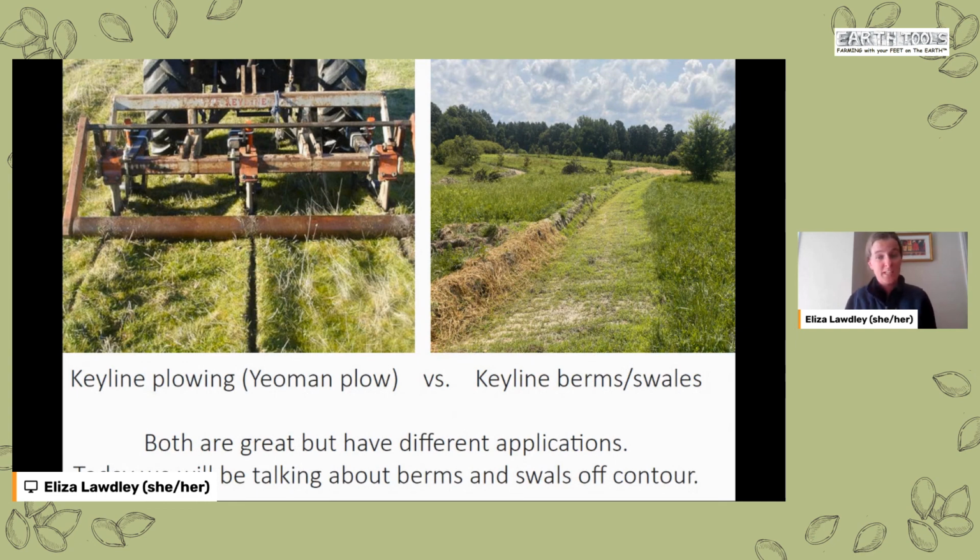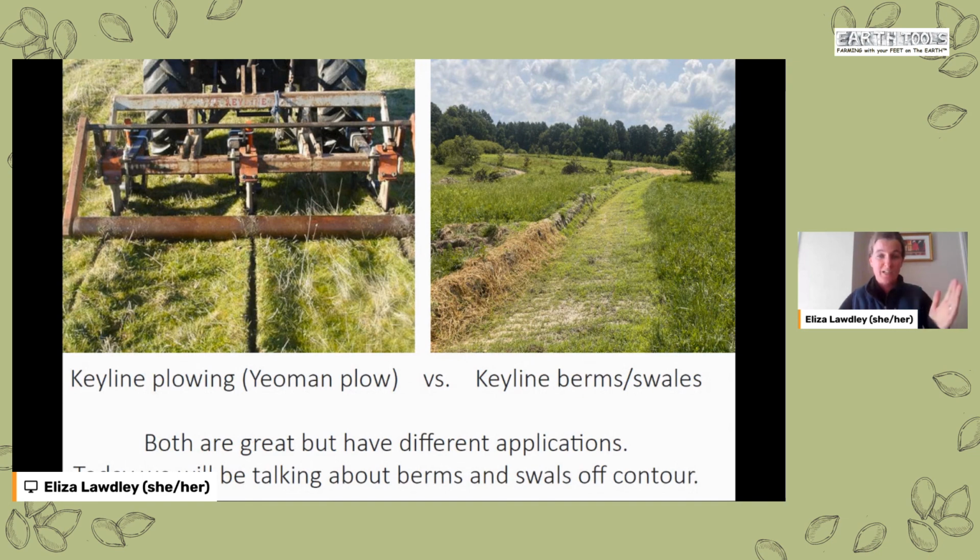What we're talking about today is going to be keyline berms and swales, which is the image on the right. So as you can see with my cursor, we've got a swale, which is a depression, and then a berm, which is an elevated mound of soil. So when these berms and swales are interlocked or connected across a landscape, that's what we're calling keyline design. So we're designing an entire landscape to have these interlocking series of berms and swales.